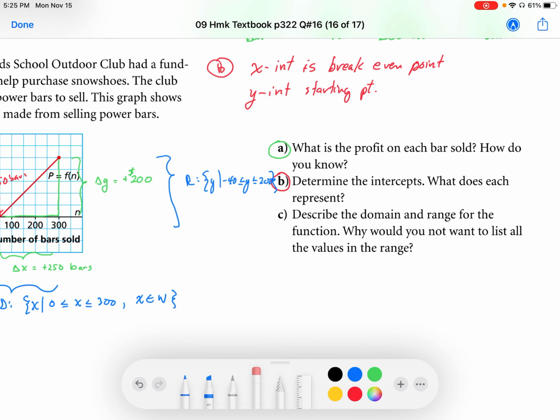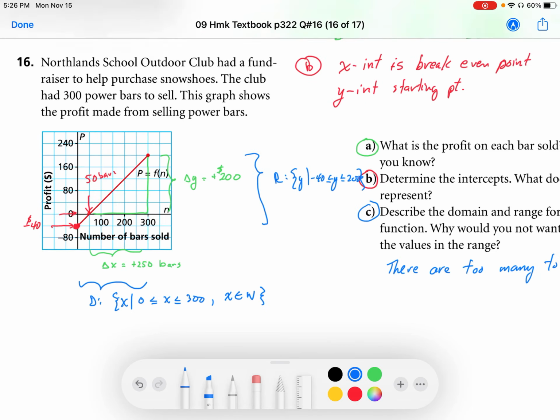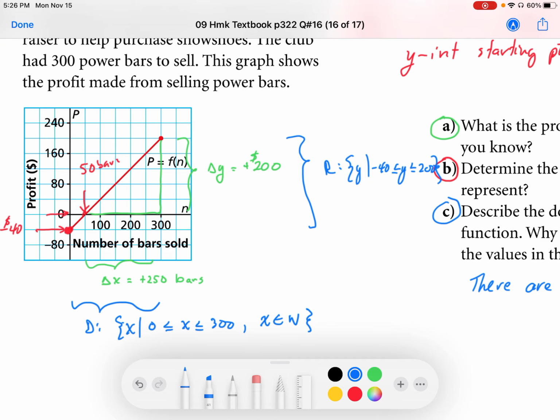So why do you not want to list all the values in the range? Well, we don't want to list all the values in the domain and range because there are too many to list. And in this case here, we wouldn't want to list every single bar. Although technically it is a discrete function, we're really going to express it as a continuous function because there's so many bars in between, we don't want to show every single bar.